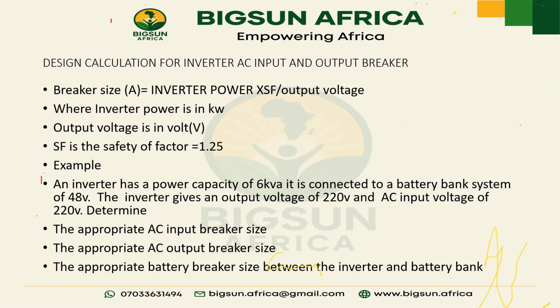So if you have a 6 kVA, what do you do first? You convert it to the real power, right? Multiply by the safety factor, which will still take you back to almost the same thing, 6,000. So what do you do now? Divide it by 220. So it's simple. 27.27, so approximately 30 amps.